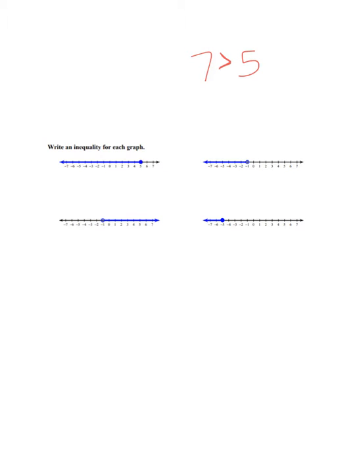If we reversed that so it looked like 5 compared to 7, we would have to turn the symbol around to show that 5 is smaller and 7 is wider or bigger. Now, how do we do that with a number line?